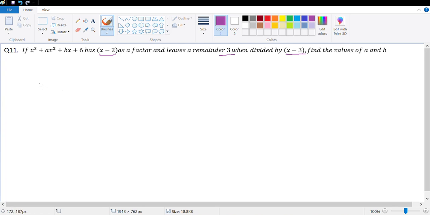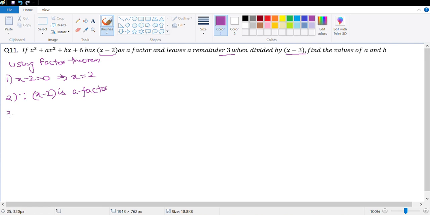So there are two conditions given. Let's figure out the details for both the conditions. So since it's a factor, which means using factor theorem, what we have is x minus 2 is equal to 0, which means x is equal to 2. Now since x minus 2 is a factor, therefore the remainder will be equal to the value of the polynomial when x is equal to 2. So f(2) should be equal to 0. Let's figure out the value of f(2).